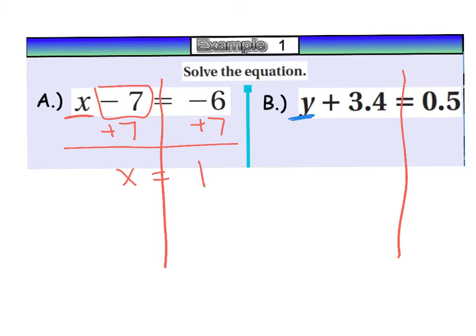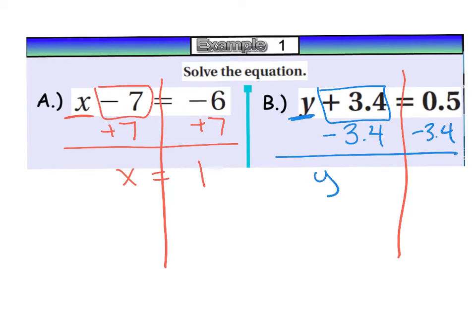Y is the variable. They're adding 3 4/10, so we're going to do the opposite and subtract 3 4/10. Subtract 3 4/10. Y equals, this side it's going to be a -2 9/10. We're going into the negatives. Definitely use a calculator if you need to.